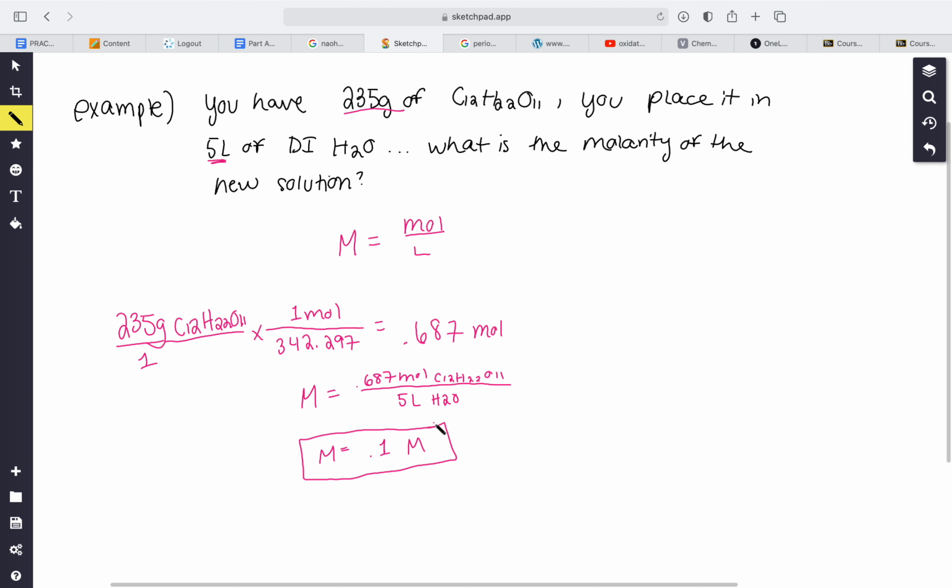Right. So that is our answer there. Again, the answer was actually about 0.137, but with the sig figs we rounded it to 0.1.